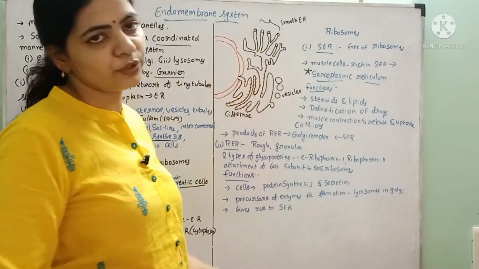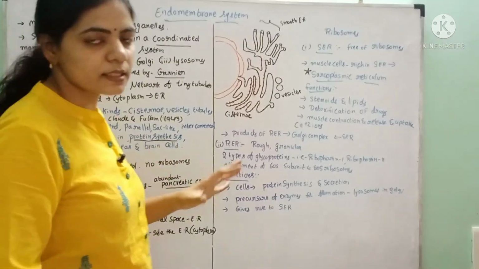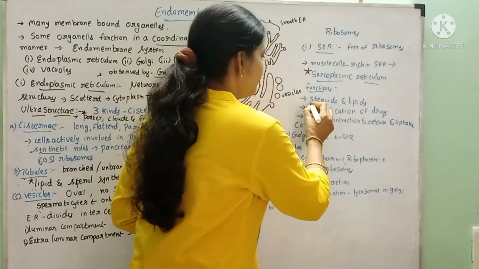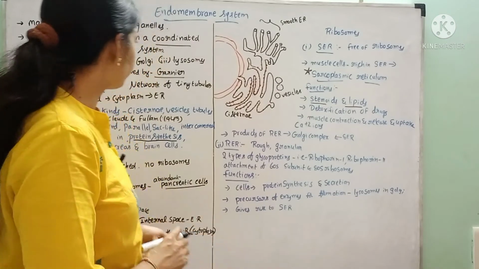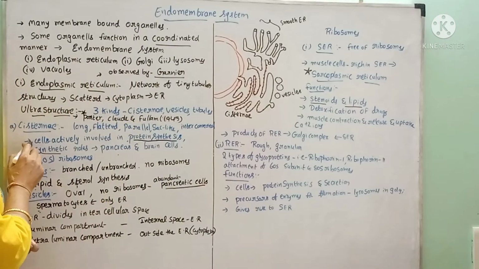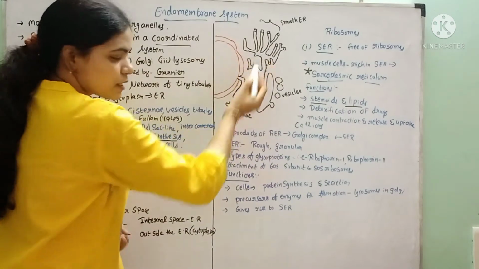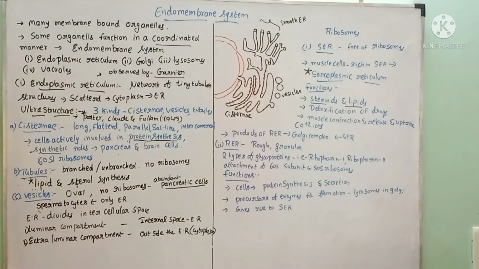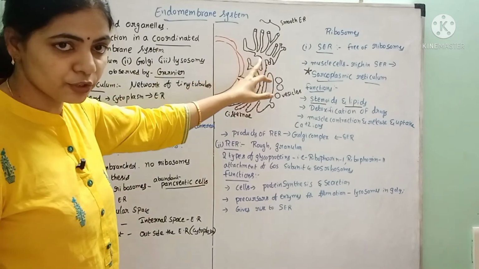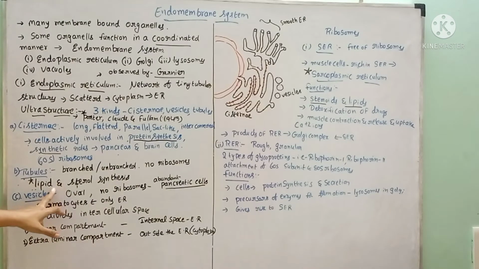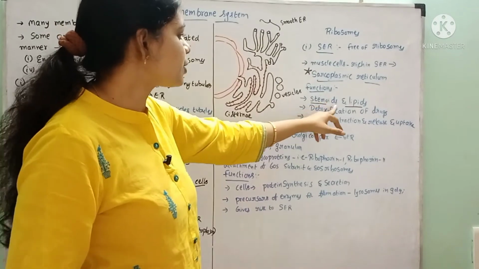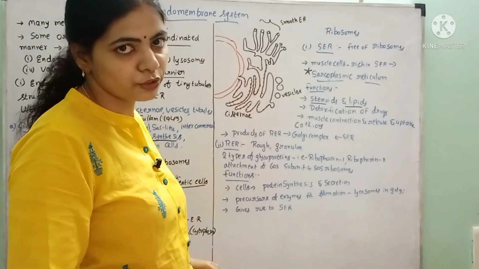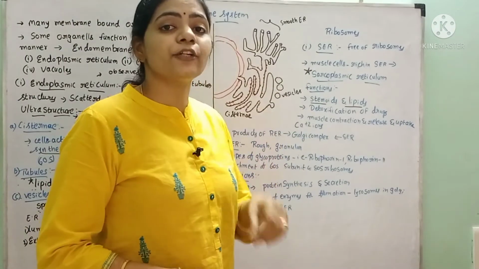The functions of the smooth endoplasmic reticulum: it participates in lipid and steroid synthesis. Here we have studied cisternae. Cisternae are present in the smooth endoplasmic reticulum only, and tubules are involved in the smooth endoplasmic reticulum only. And here what we have studied, lipid and steroid synthesis, right? That function only we are discussing here. So lipid and steroid synthesis is the main function of the smooth endoplasmic reticulum, and also detoxification of drugs.